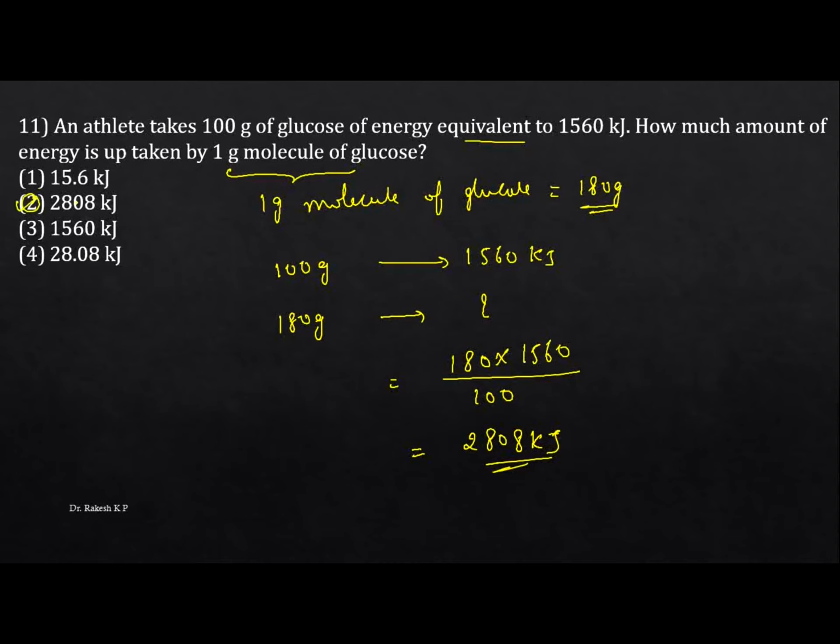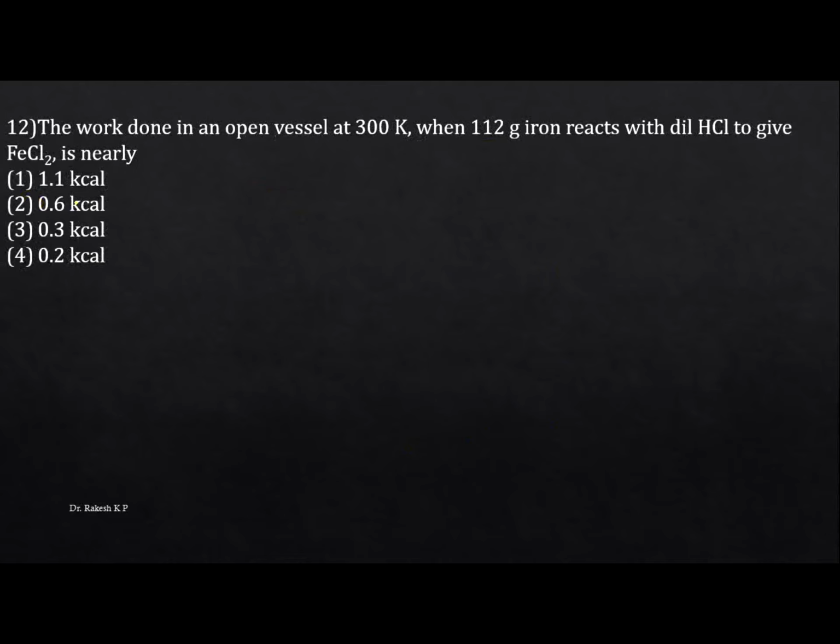Okay, next one. The work done in an open vessel at 300 Kelvin when 112 gram iron reacts with dilute HCl to give FeCl2. So you just identify this one here. We know the atomic mass of iron is 56. But here what is the mass they have given? This is 112. That means you have to take 2 moles of iron. Okay, it is a solid.